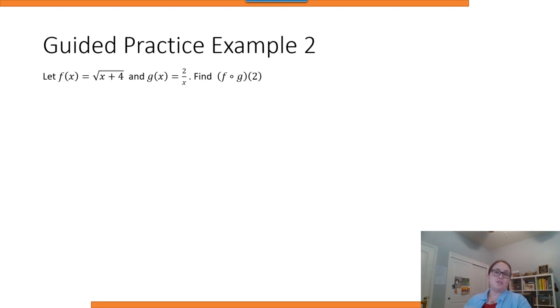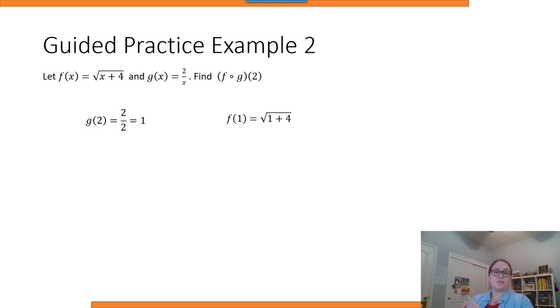So I'm going to take 2 and plug it into g of x, and get g of 2, which would be 2 over 2, which is just 1. So that's my y value that I get out of g when I plug in 2. And so the composition means that I'm going to take that 1 that I got out, and plug it into the second function, f. So now I'm going to find f of 1, remembering that 1 is g of 2.